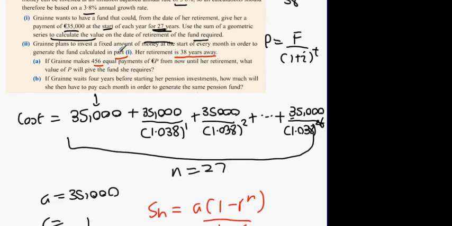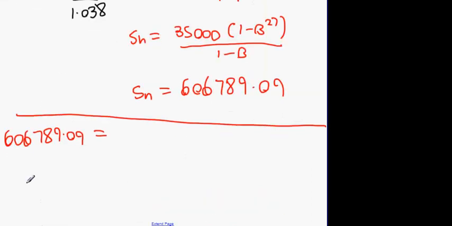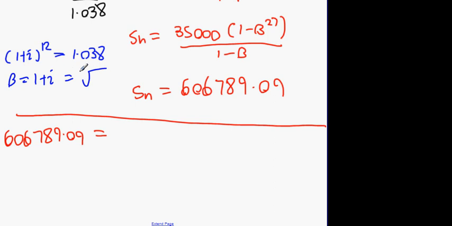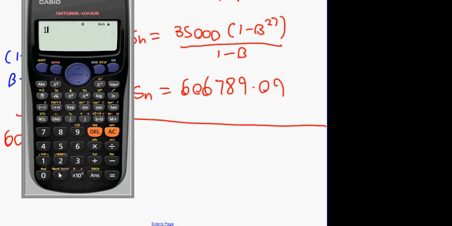She wants to invest P at the start of every month. So our I value, 1 plus I, we're going to do it monthly. Our new B value is 1 plus I, which is the 12th root of 1.038. So we need to get the 12th root of 1.038, and then we're going to save that as B.